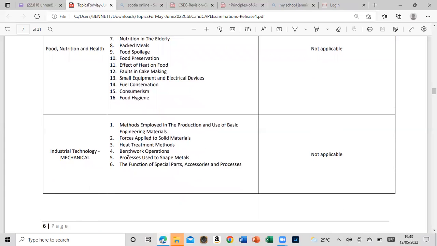All right. So industrial technology, and it's gonna be one, methods employed in production and use of basic engineering material, forces applied to solid materials, heat treatment methods, bench work operations, processes used for shaping material, and the function of special parts, accessories, and processes. So you must know your tools and stuff.